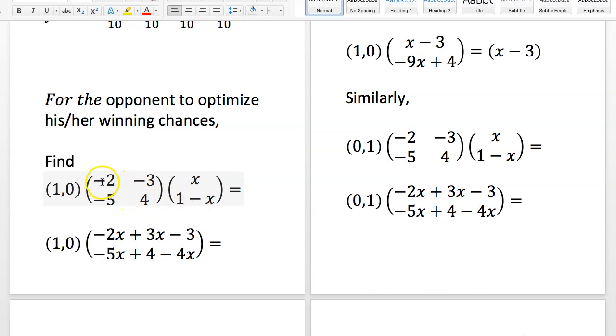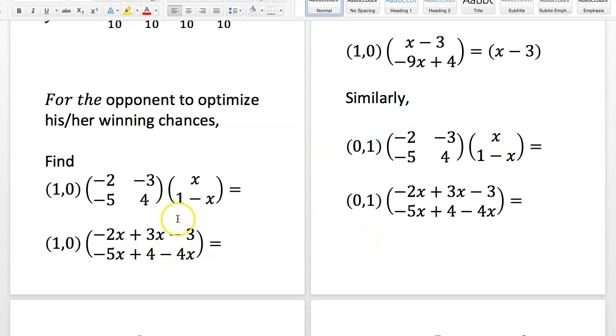And you just do row by column, neg 2 times x, and then neg 3 distributes across 1 minus x. So we get neg 2x, and that's plus 3x minus 3, because neg 3 times neg x is plus 3x, and neg 3 times 1 is minus 3, okay? And then likewise, we go across this row, and it's going to hit the downward column. We get neg 5x, and then plus 4 distributed across 1 minus x, but that's plus 4 minus 4x.